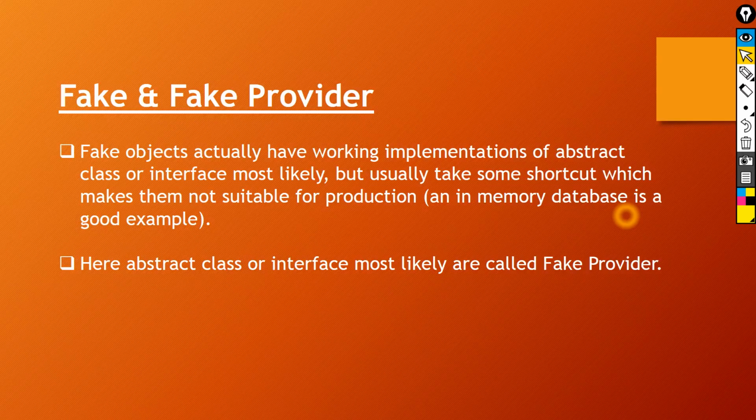So here are fake and fake provider. Fake provider is very close to stub provider, but there is a minor difference. So let's first understand the definition of fake and fake provider, then we will understand it practically in Visual Studio. So fake objects actually have a working implementation of an abstract class or interface, most likely, but usually take some shortcut which makes them not suitable for production.